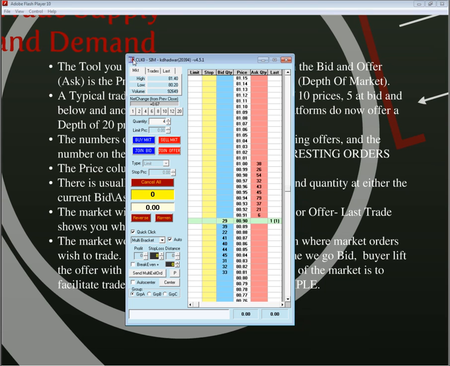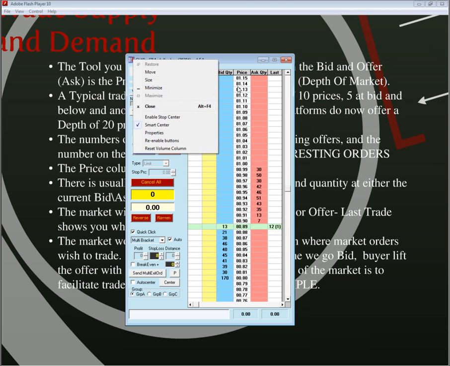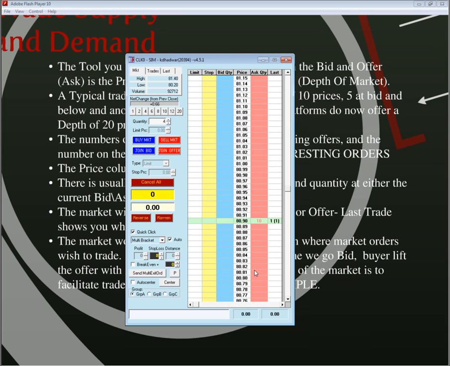But one of the things I like to do on Infinity's platform is right click here and use Smart Center, and this way you can actually watch the market move up and down the ladder. As it gets to the bottom of the ladder, it automatically starts to recenter itself. So I don't like to use Auto Center. If anybody has Auto Center with NinjaTrader, that's why most people like to use a static dome rather than a dynamic dome, because you have this feature.